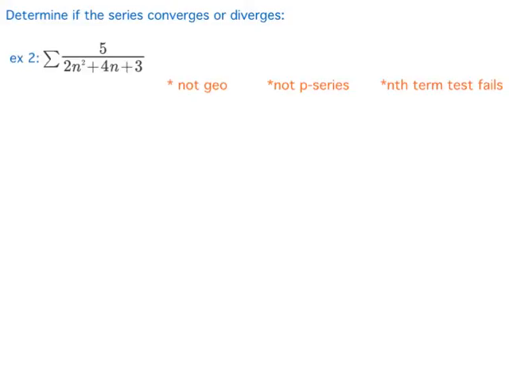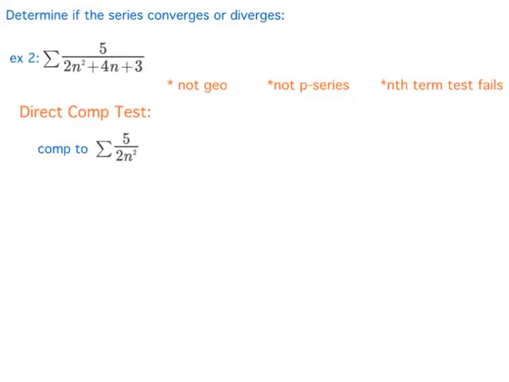Okay, so I'm going to try a direct comparison test. When you're trying to decide what to compare to, you just are going to do the key term from the numerator divided by the key term from the denominator. So the key term from the numerator, well, why don't you pause and think about what the key term over the key term would be, and then come back. Okay, so I'm going to compare it to the sum of, the key term from the numerator would just be 5, and the key term from the denominator would be 2n squared.